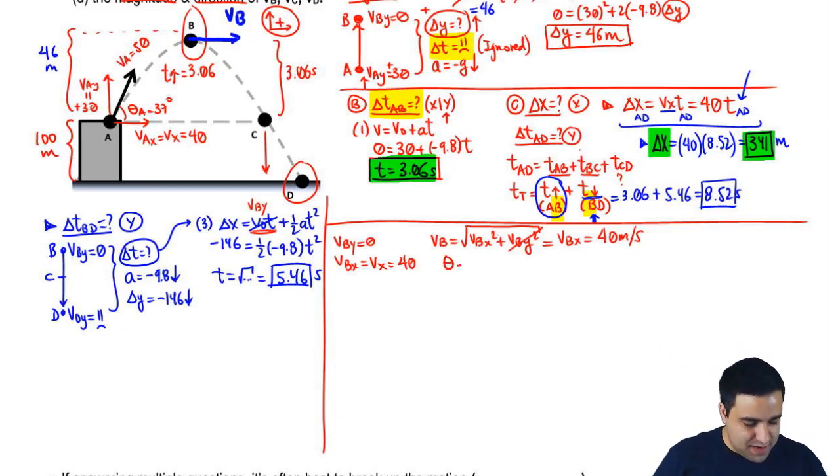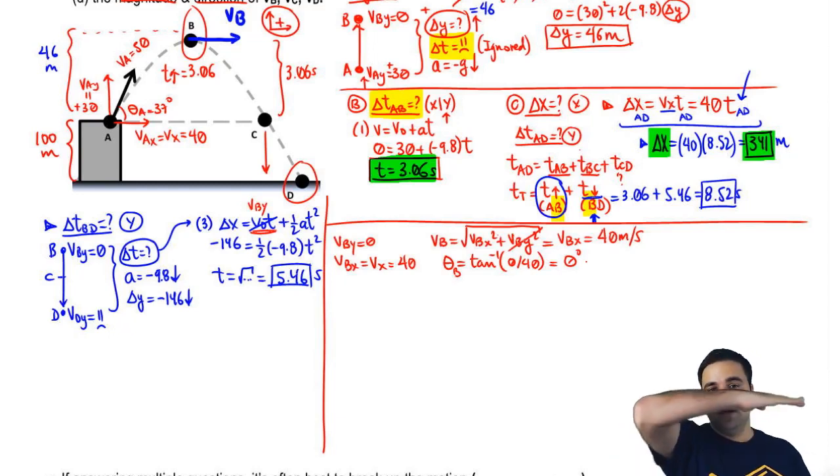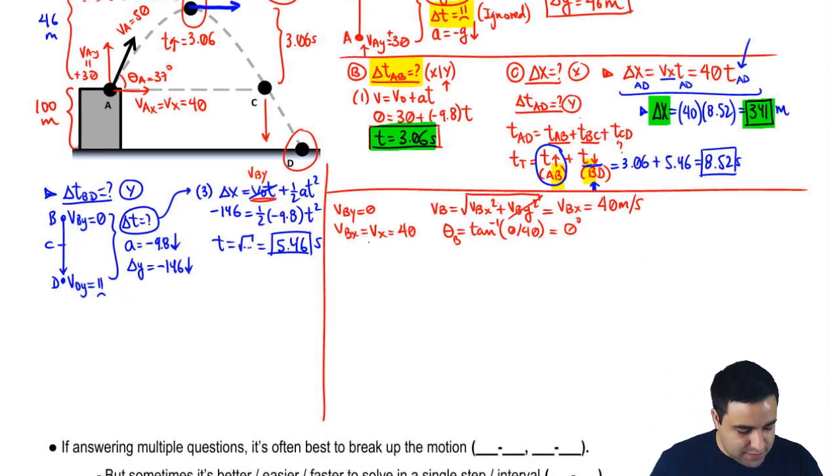Now, if you want to verify that, you could have done that theta at B is the arctangent of y over x, so 0 over 40, and that would have been 0. But just by looking at the diagram, you can see that. And the angle of the velocity at the highest point will always be 0 because it's always going to look like that. Okay? Now let's look at VC.